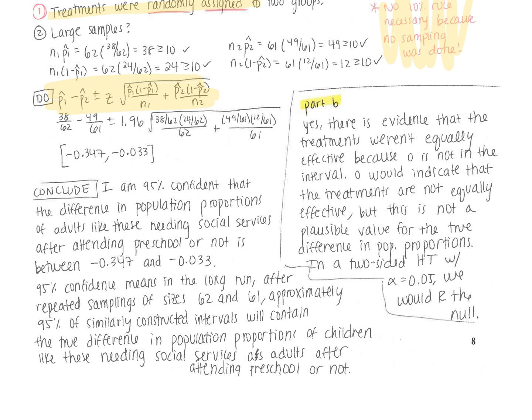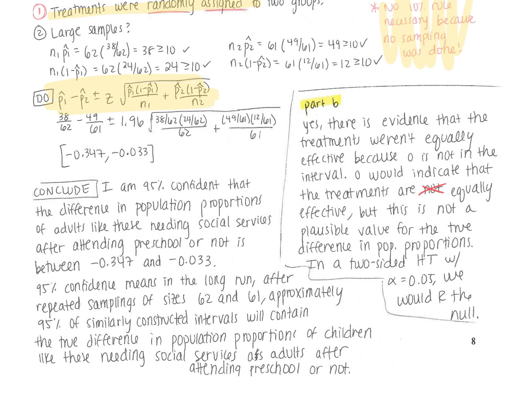Part B, I'm looking for, yes, there's evidence, because 0 is not in the interval. Did we then explain what 0 meant? 0 would indicate that the treatments are equally effective, but it's not a plausible value.